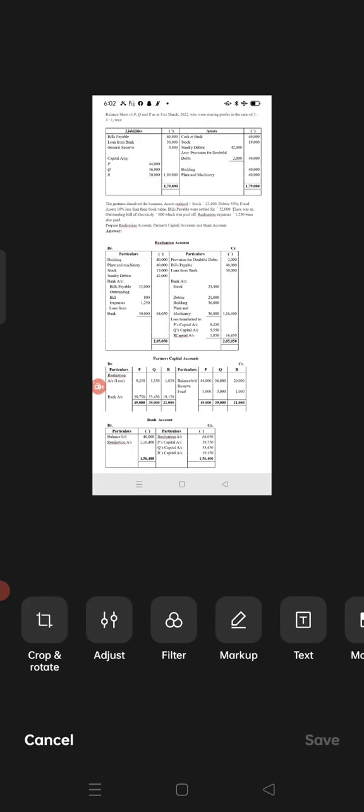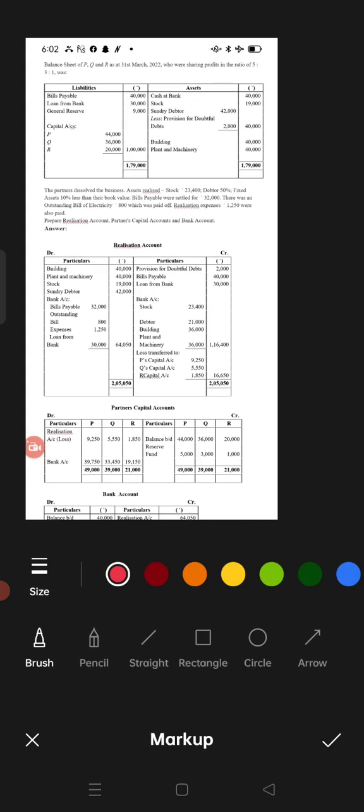So when you prepare realization account, as I have discussed in the previous question, you're going to take cash. You're not going to record the cash at bank. So cash will be taken in the cash account. You're going to take stock. You're going to take debtors. Don't take provision, because provision is a liability. Provision for doubtful debt will be in the same position where it is before. You're not going to change the place of provision. It will be in the same place on the liability side.